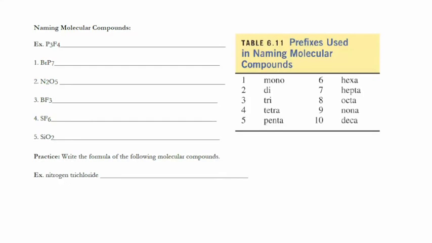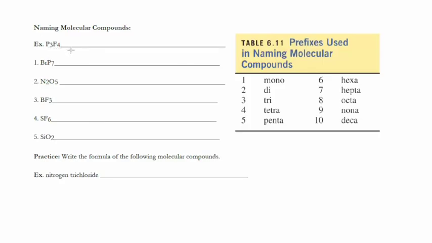So let's talk really quickly about naming molecular compounds and actually writing out their formulas. When we're naming molecular compounds, we're going to be using prefixes in order to note the number of each atom. And so here are your prefixes that you need to memorize. You've got mono, di, tri, tetra, penta, hexa, hepta, octa, nona, deca. And so what you would do is you put the prefix in front of the atom's name.